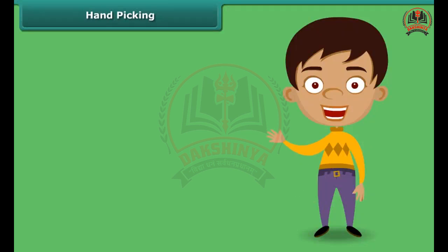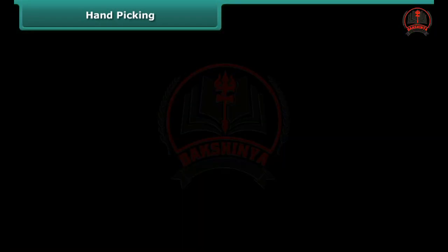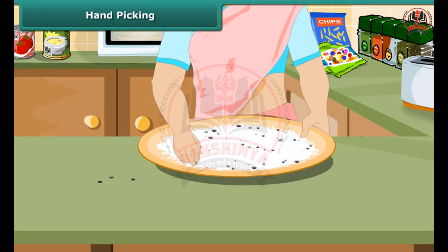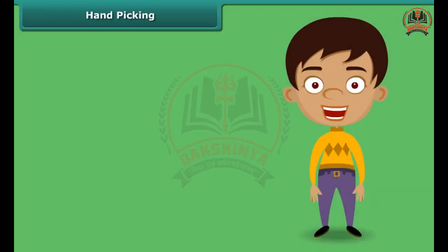How does your mother separate small pieces of stones and other impurities from wheat, rice, and pulses? Yes, simply by picking them up by hand, one by one. The method of handpicking can be used for separating impurities that are easily visible to the naked eye and are present in small quantity in the form of dirt, husk, and stone.